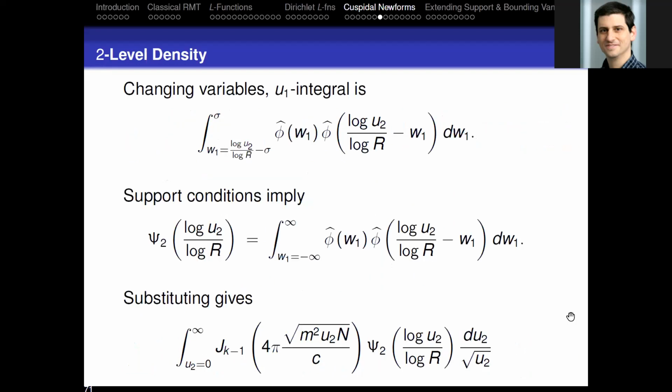Well, that's really integrating phi hat of w, phi hat of log u2 over log R minus w, because the log of a quotient is the difference of the logs. This is just a convolution. So what we've really done by doing this change of variables is we introduce a new test function, phi 2, which is phi convolved with phi. And when we substitute in, we now get essentially the exact same integral that they looked at.